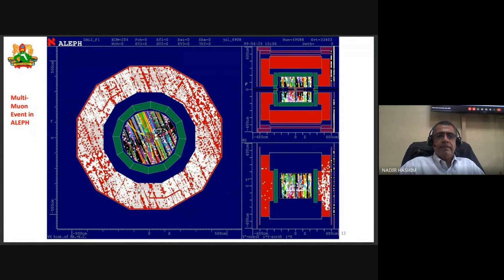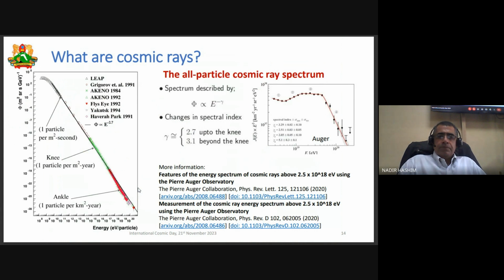What you see here is a multi-muon event recorded by the Aleph facility. This was one of the detector stations at the LEP, Large Electron Positron Collider facility. So this was part of my PhD work. Now, having known how the particles interact, let's look at what the cosmic rays are.